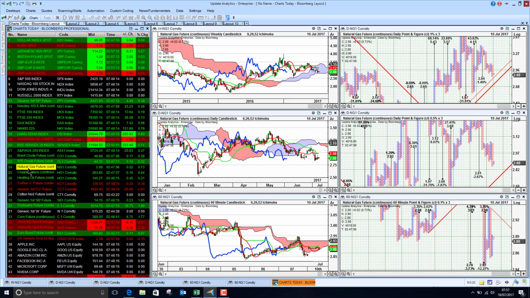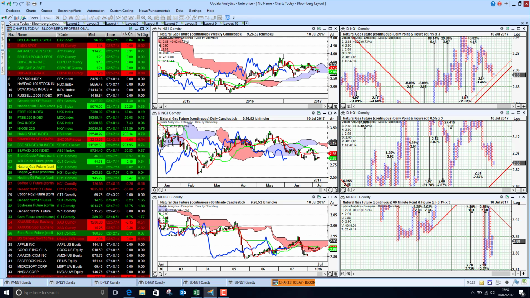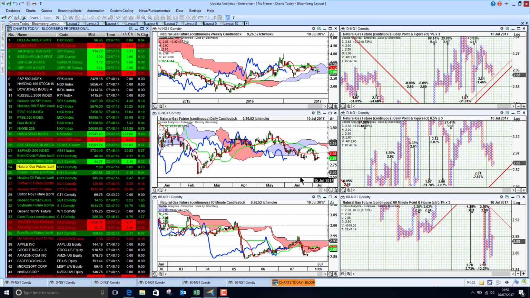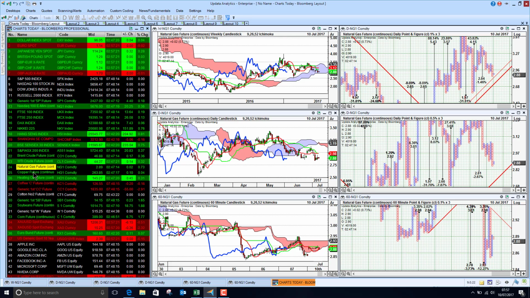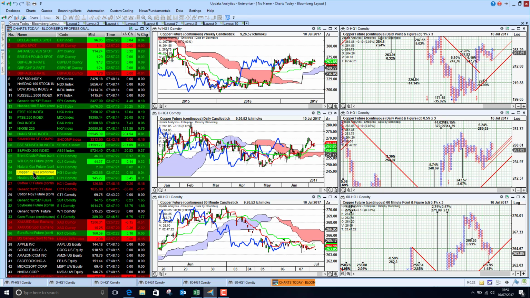Natural gas sitting at 2.89, just can't really get back above this $3 level. So in the doldrums, US nat gas. Copper, quite a good bellwether for industrial production, and we're seeing here where it's just bearish below the cloud at the moment.